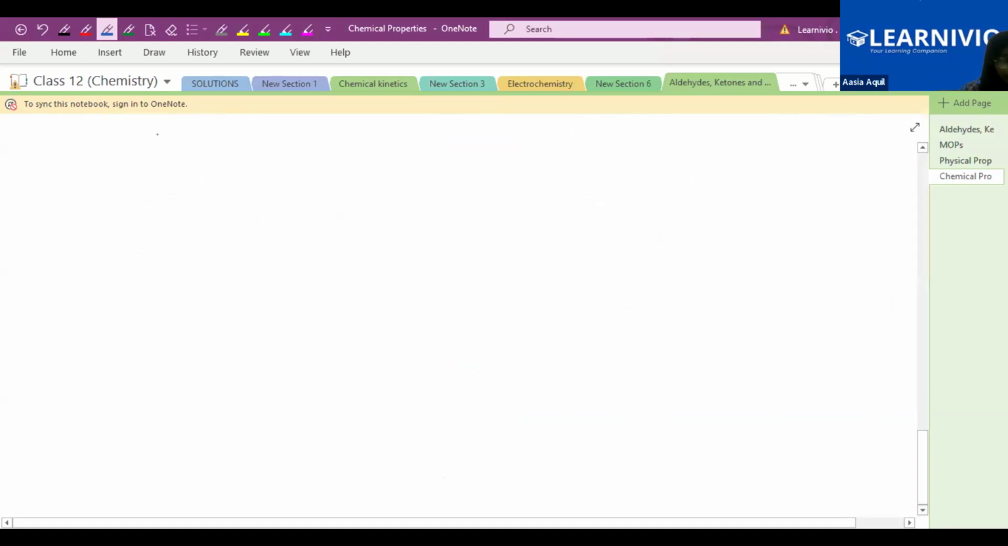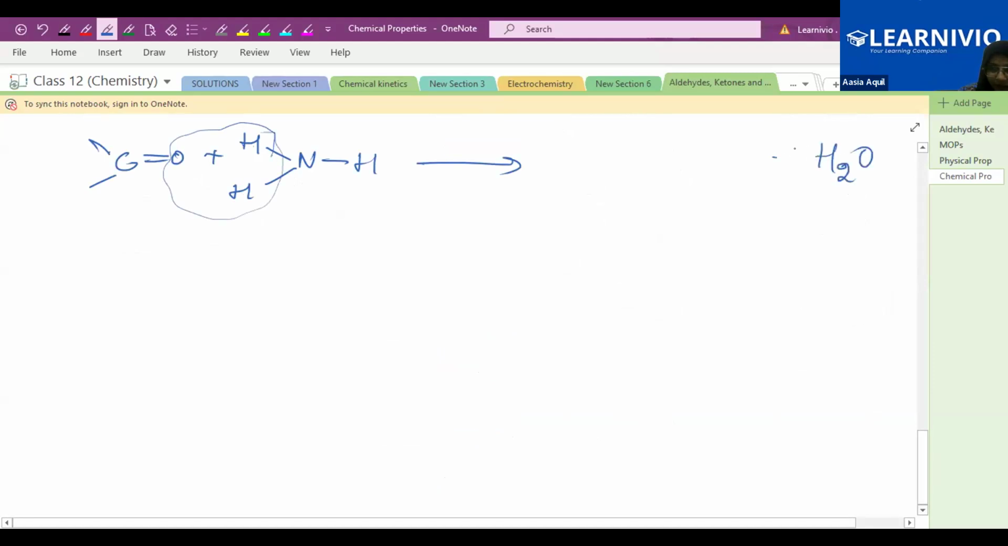Okay, so basically, what we are supposed to do, as I told you, is carbon plus, suppose this is NH3, ammonia. So again, you know very well these two hydrogens plus this oxygen will get combined and water will be released. Water will be released and you will get imine. Carbon, double bond, nitrogen, and H. You will get imine.